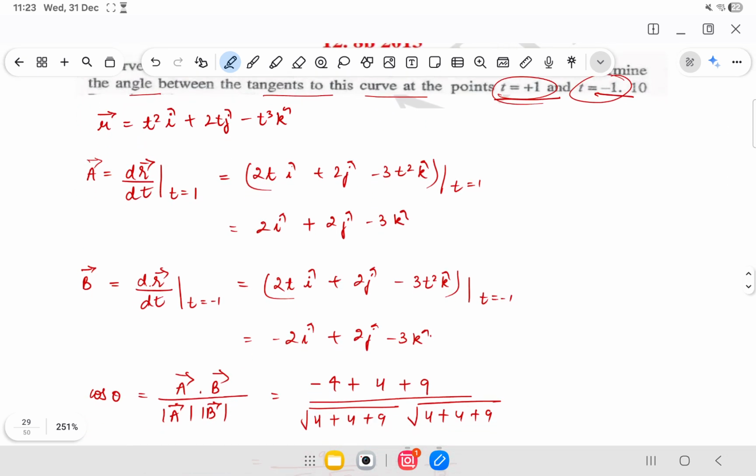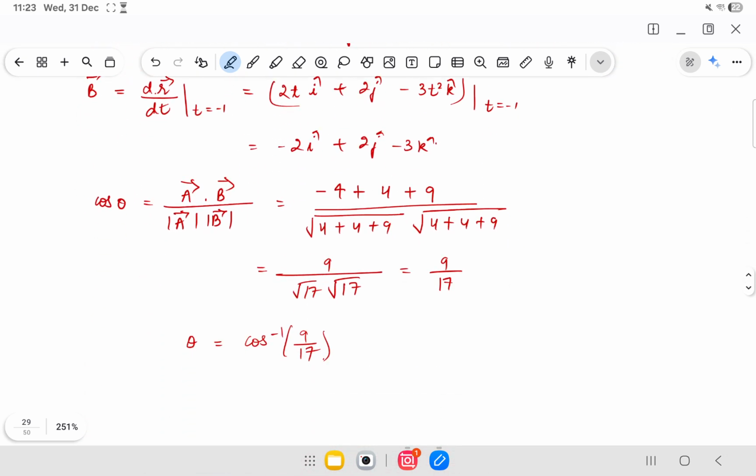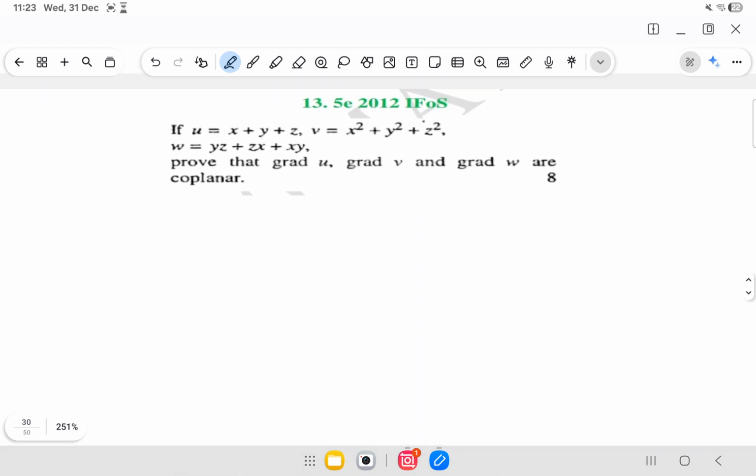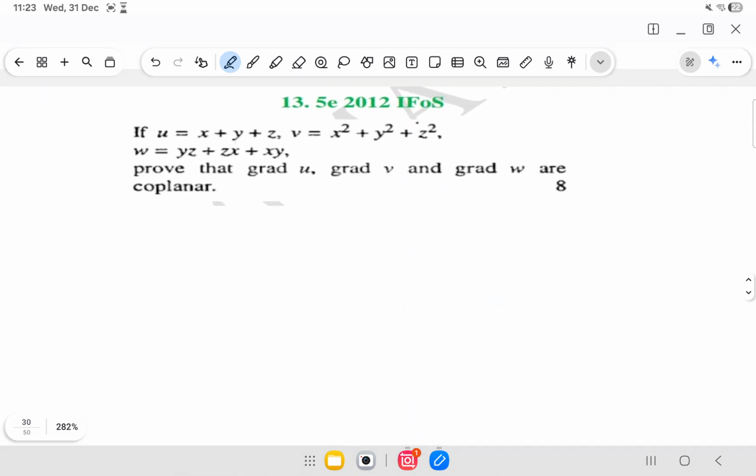Let's move on to discuss the next question. It was asked in 2012 in the Forest Service examination. The question says that if u, v and w are given as these expressions, then prove that grad u, grad v and grad w are coplanar. To prove that, first we need to evaluate what grad u, grad v and grad w are.